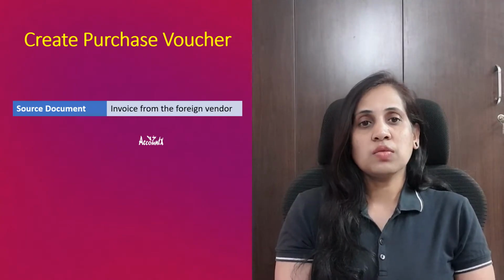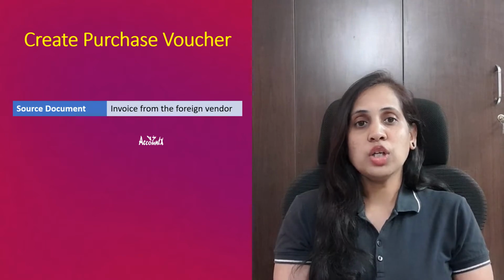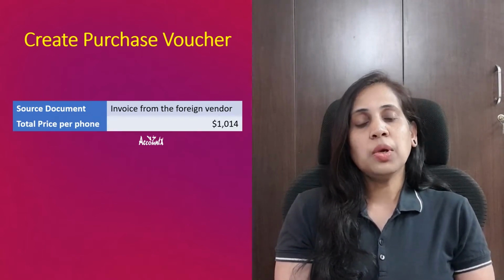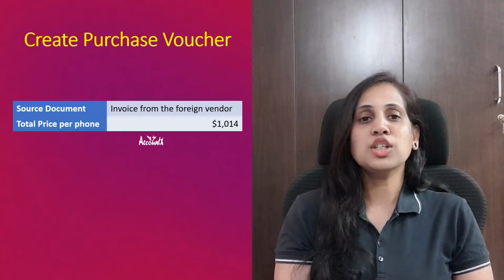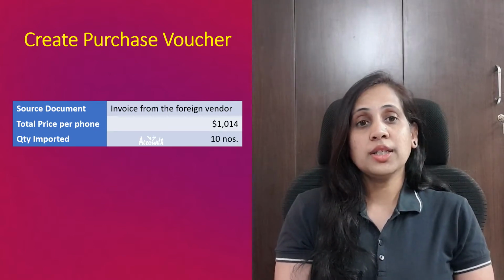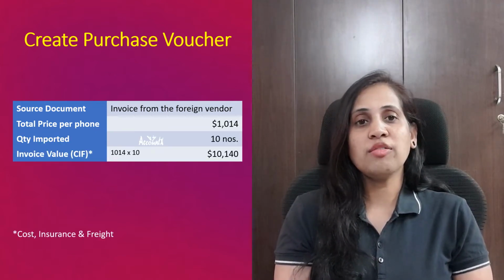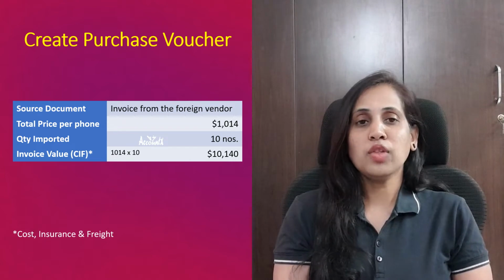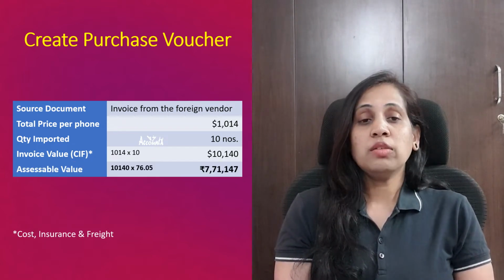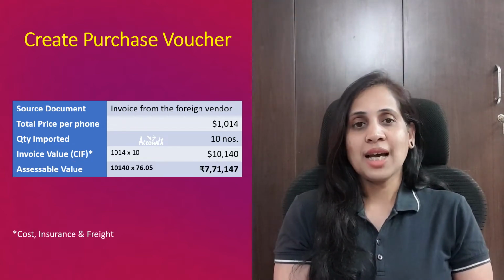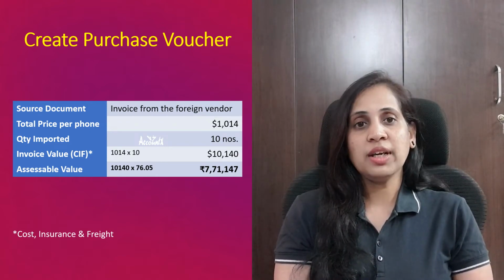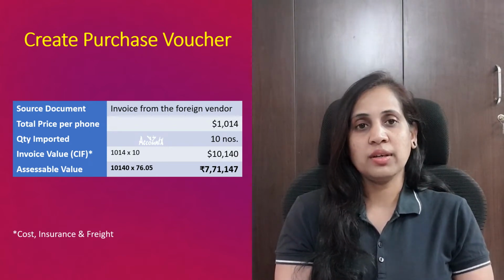Press enter and accept. Now we have to create the purchase voucher. First, let's recall the transaction. You can create purchase voucher on the basis of invoice from your foreign vendor. Price per phone here would be $1014. Quantity is 10 numbers. So CIF value for 10 numbers would be $10,140. Equivalent value in rupee, that is assessable value, would be 7,71,147.